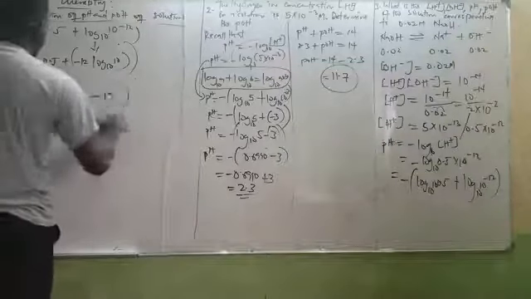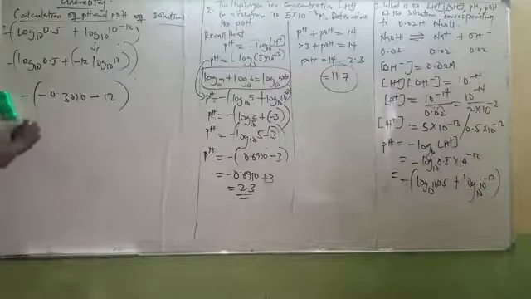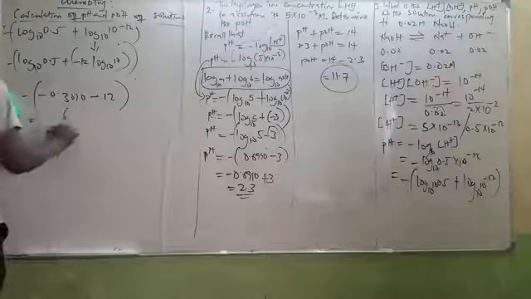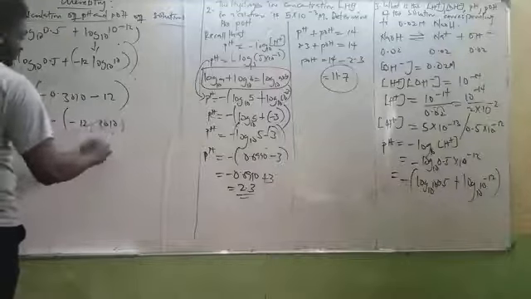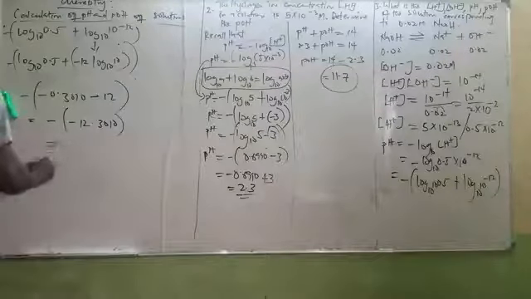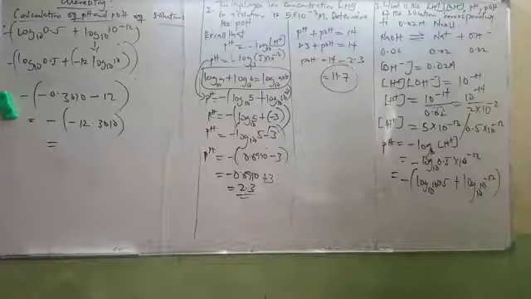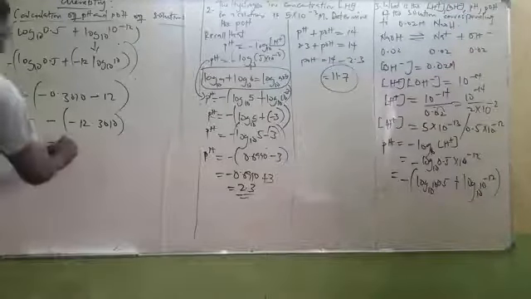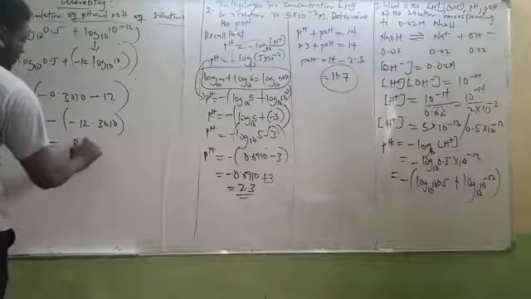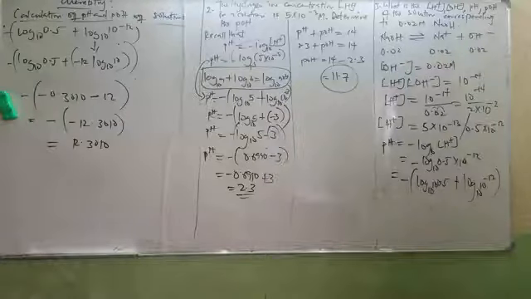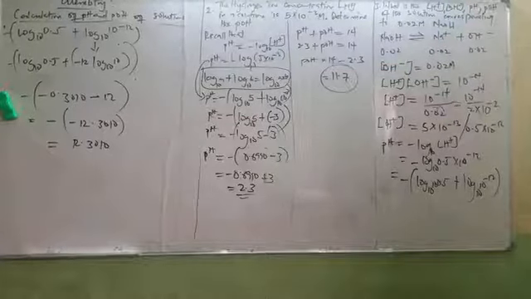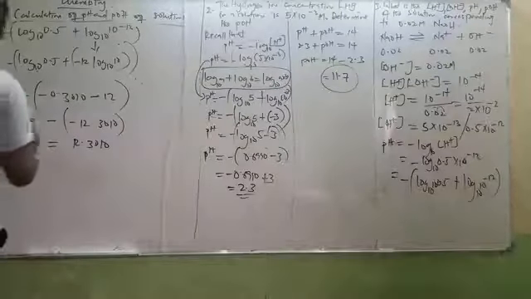Because this is 1, so we have equals to minus into brackets minus 12.3010, right? And this will give us, this is just positive 12.3010, right? 12.3010. All right, so this is our answer for the pH.